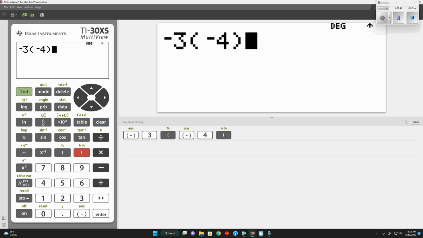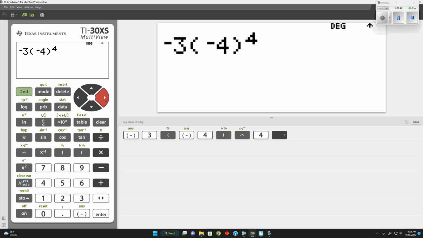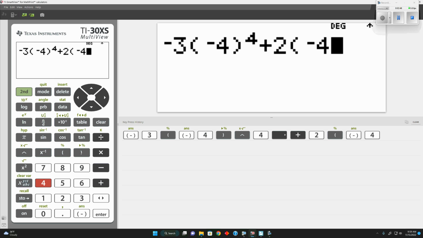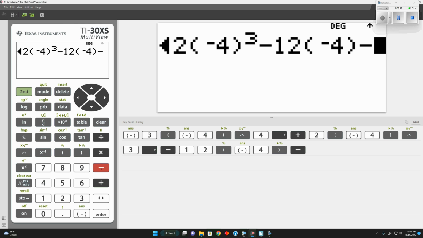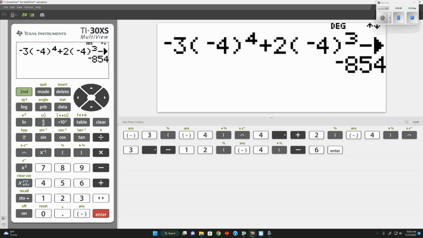So for the first one, it is negative 4. So we have 3 times negative 4 to the 4th, plus 2 times negative 4 to the 3rd, minus 12 times negative 4, minus 6. And we get negative 854. And that's the answer.